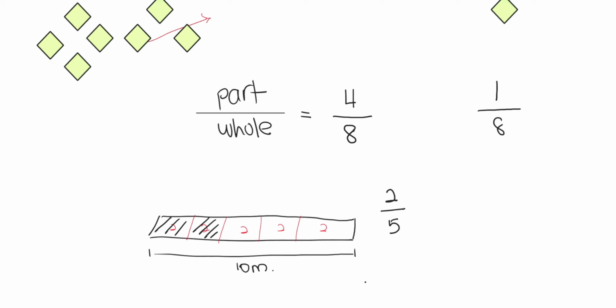Or I could also say that if I take measurements as my way of writing my fraction, then I can say that I got 4 meters, which is 2 meters plus 2 meters, over what was the total length of the wood? It was 10 meters. So I got 4 meters of 10 meters. So these are a few examples of how to write fractions in different ways.